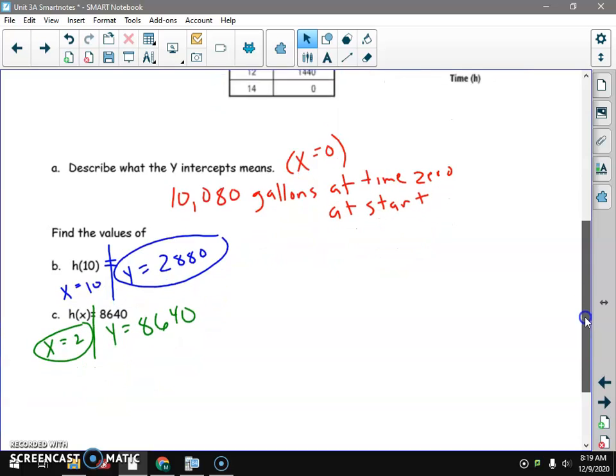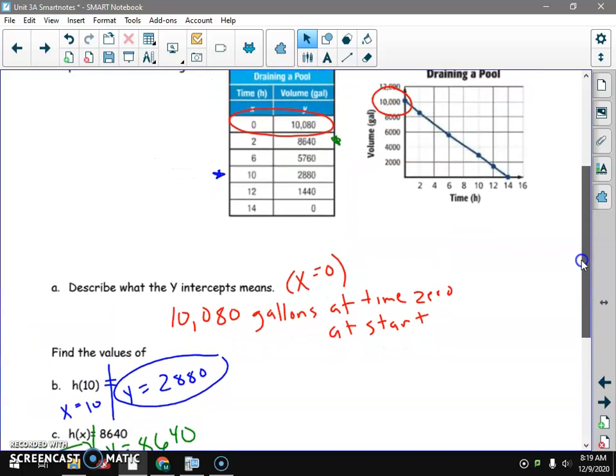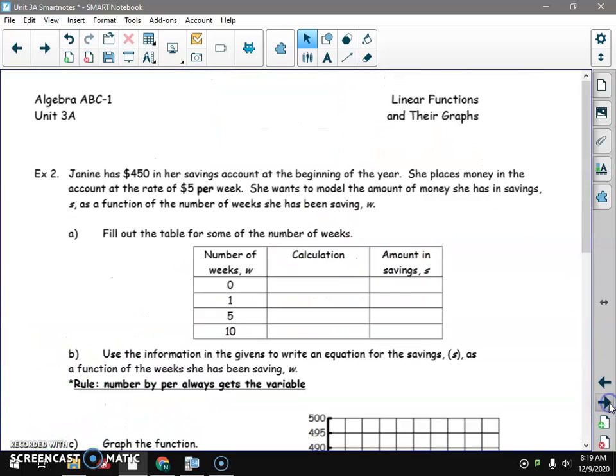All right, that was an easy one to start because we gave you the graph and we gave you the table. Next one, we're going to have to do a little more work. It says, Janine has $450 in her savings account at the beginning of the year. That'd be nice. She places money in the account at a rate of $5 per week. That per is bold, and we're going to circle it because it means something. She wants to model the amount of money she has in savings, S, as a function of number of weeks she's been saving, W.